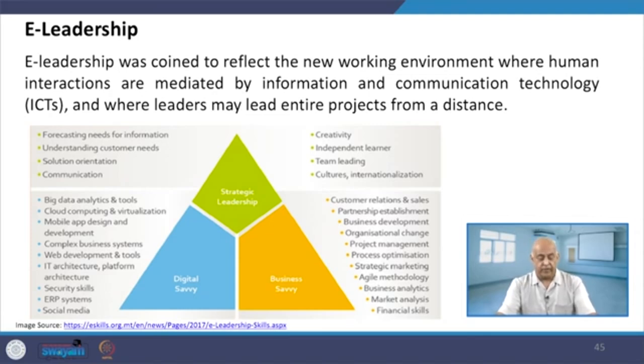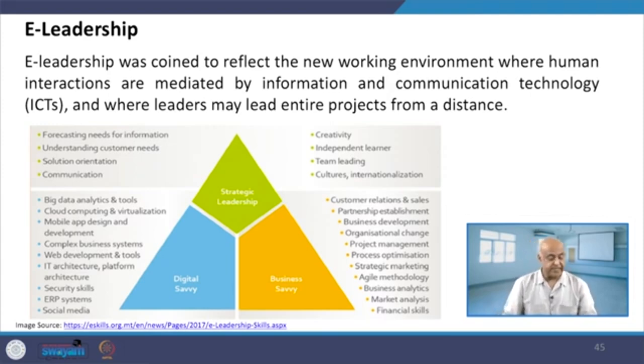So, I would like to take business savvy first. Customer relationships and sales, that is about the business, are becoming very important. Also partnership establishment, business development, organizational change, project management, process optimizing, strategic marketing, and so on. So you will find this in the areas of finance, marketing, and especially in projects requiring organizational change, which will be affected.